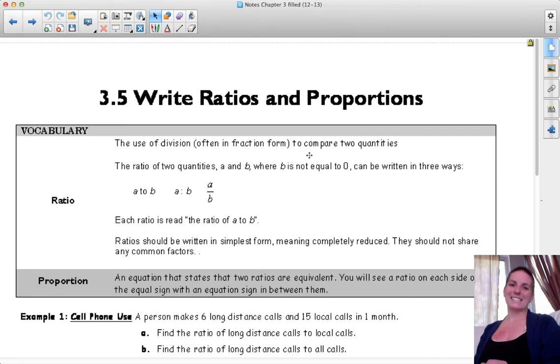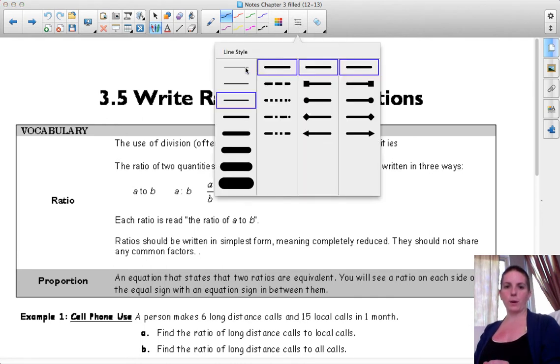Alright, let's look today at section 3.5 on writing ratios and proportions. The first thing we obviously need to do is check out that vocabulary. So take a moment and read it through. Let's start with that word ratio.